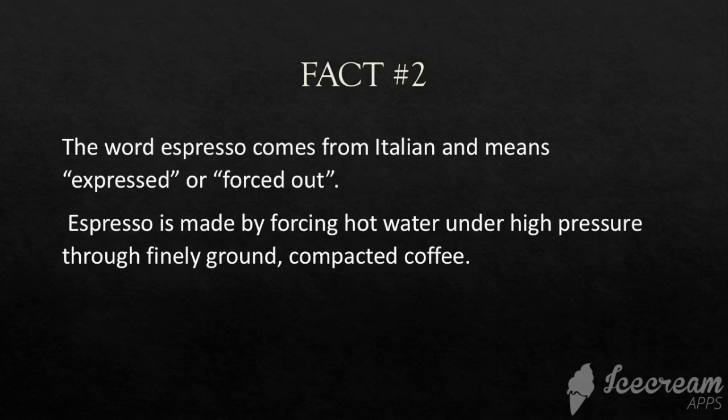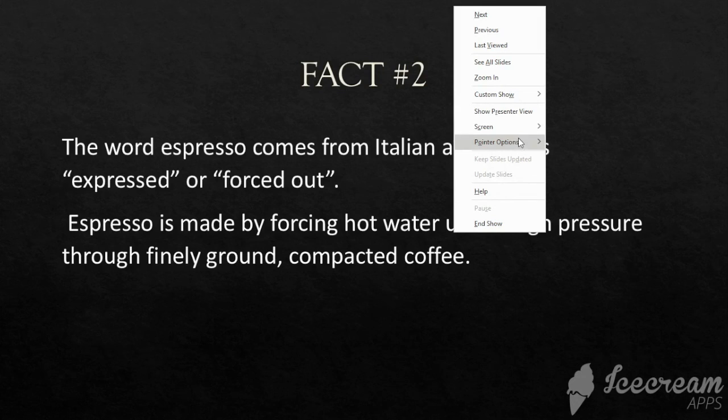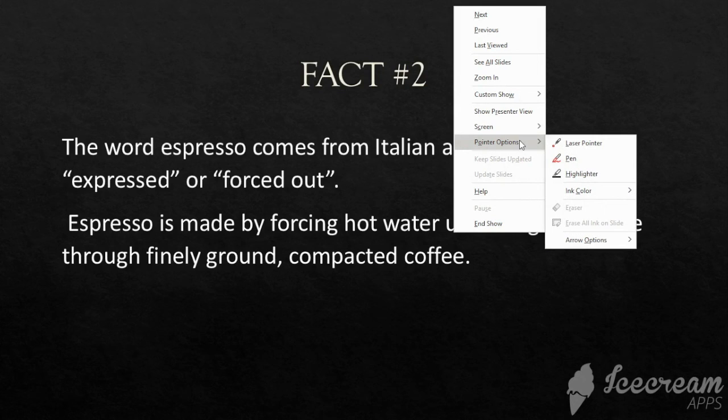Tip 4. Utilize PowerPoint's highlighting and pen features to emphasize a point. While presenting, right-click and choose Pointer options. Arrow is the default option.